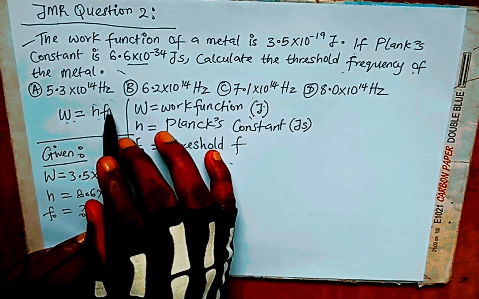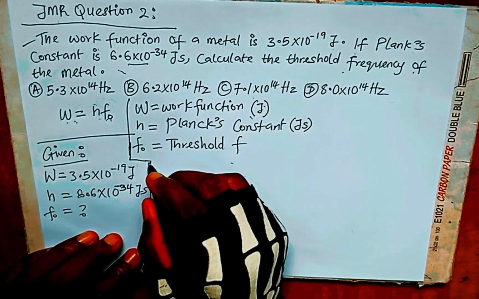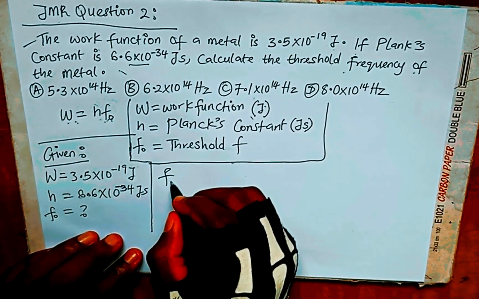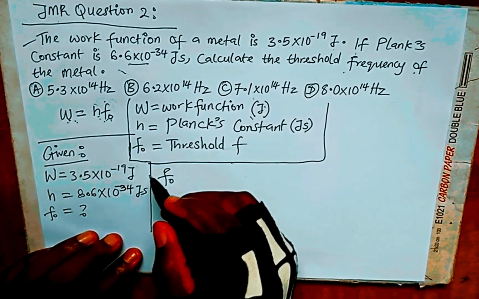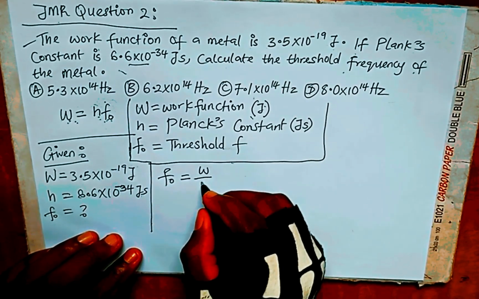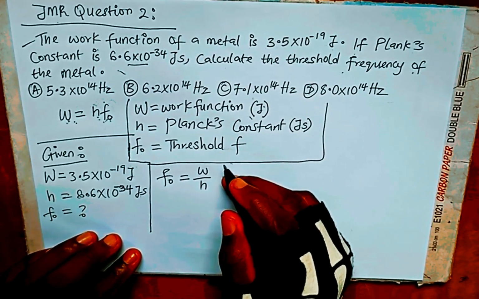So since this is the threshold frequency, we'll make threshold frequency the subject of the formula, and you know the mass now. If we bring down the threshold frequency, this H will come and be the denominator. You understand? So it will be equal to W over H. So if we substitute into the formula, we are going to have the work function.